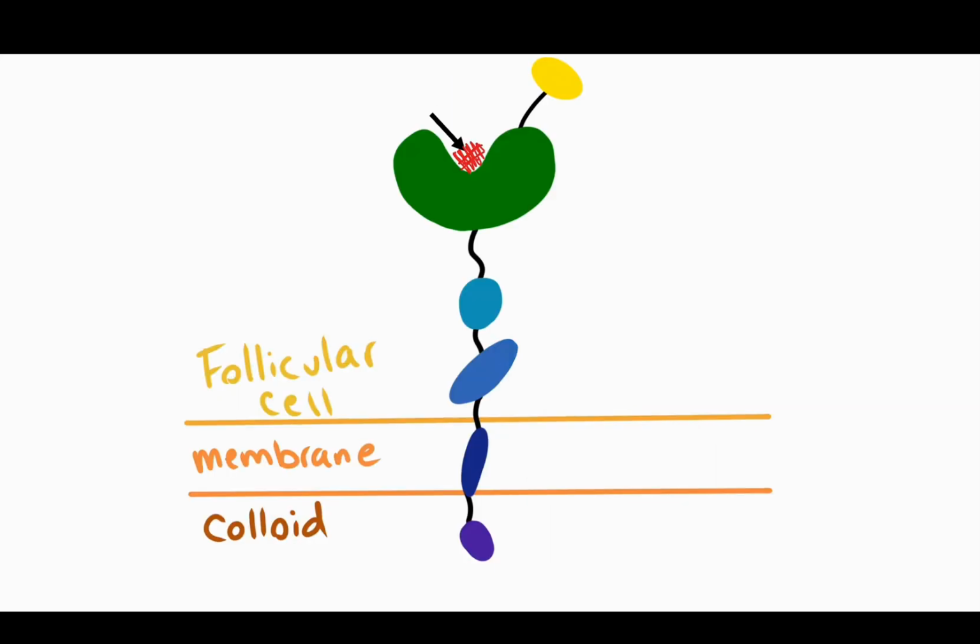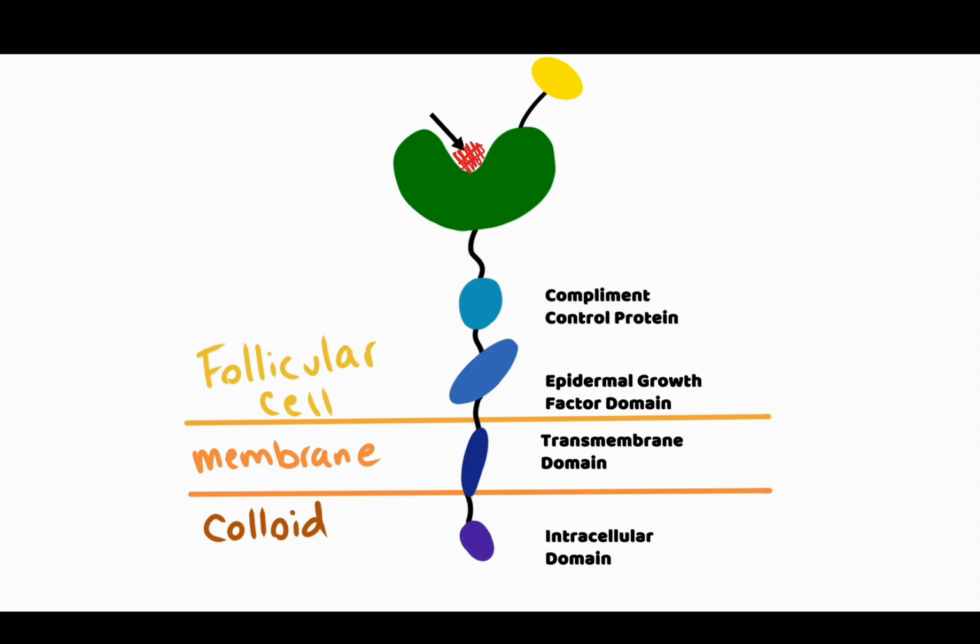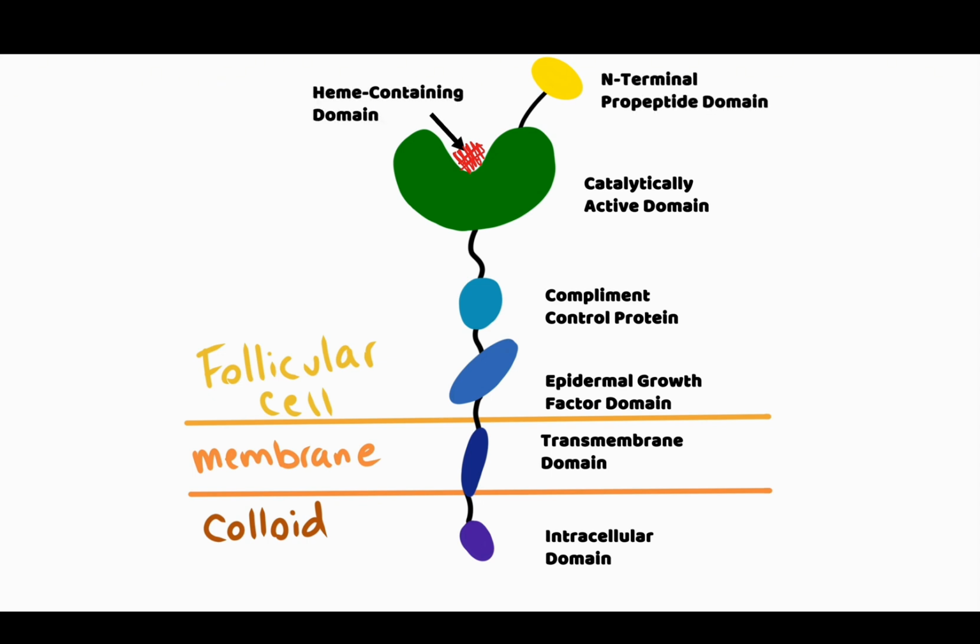Let's take a closer look at the TPO enzyme. Here we have an intracellular domain, a transmembrane domain, an epidermal growth factor domain, a complement control protein, catalytically active domain, N-terminal propeptide domain, and the heme-containing domain, which is important for oxidation, as hydrogen peroxide binds there, and then iodine comes and is stabilized by either hydrogen bonding or van der Waals forces in the active site.